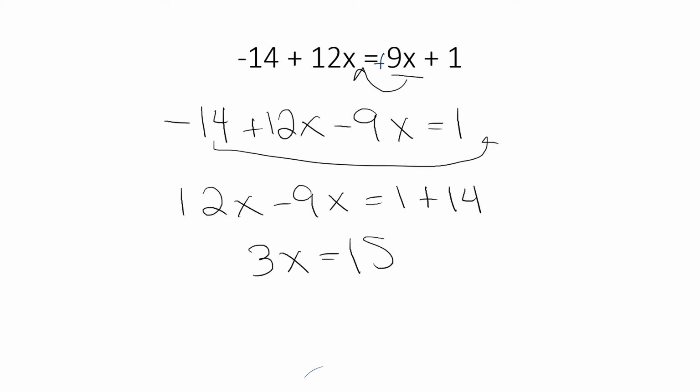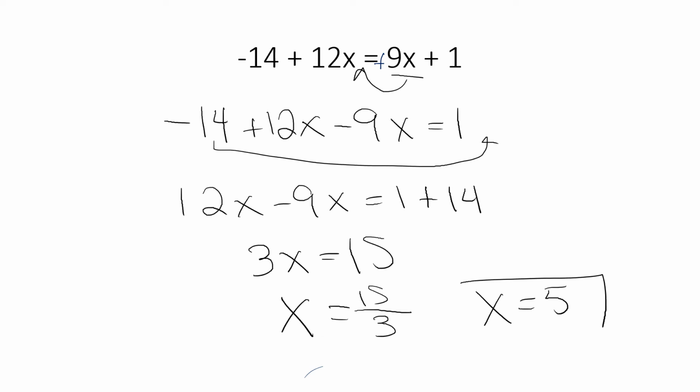Remember, our last step is to always multiply or divide. More often than not, it's going to be division, it's almost always division at this level. 15 divided by 3, x equals 5. And again, to check it, I could plug it in here, and I could plug it in here, and then solve the left side and solve the right side. And if those values are the same, then you did it correctly.